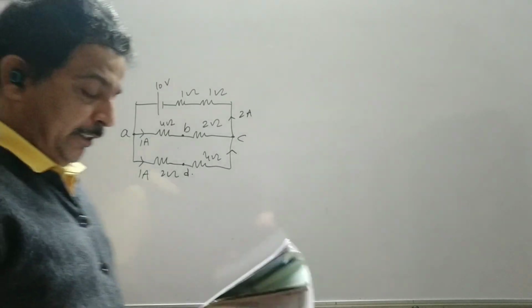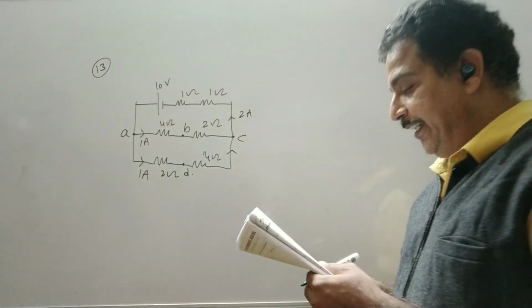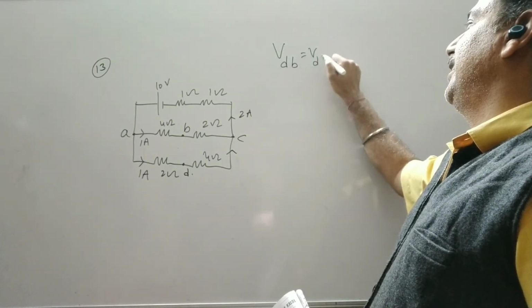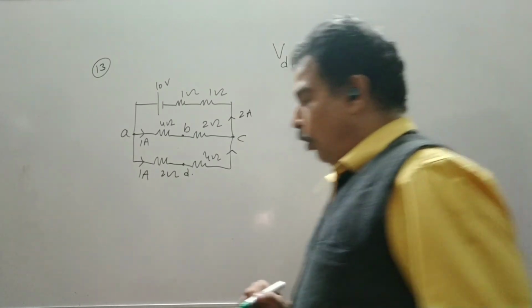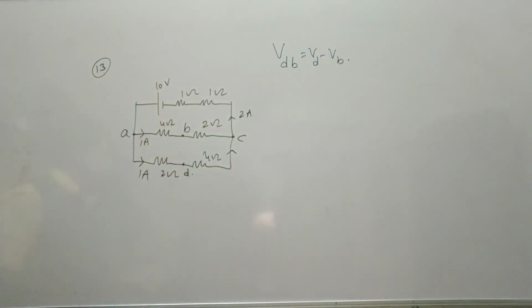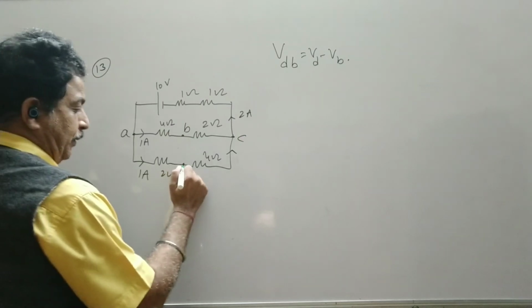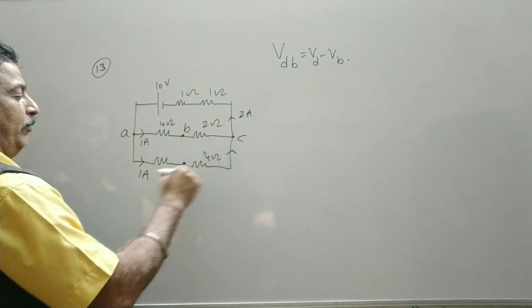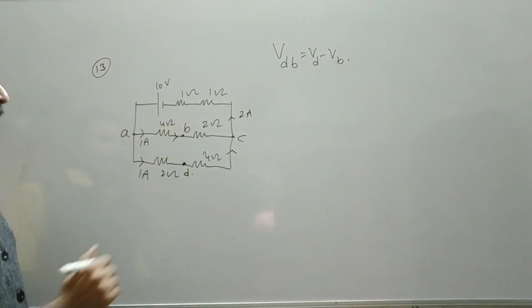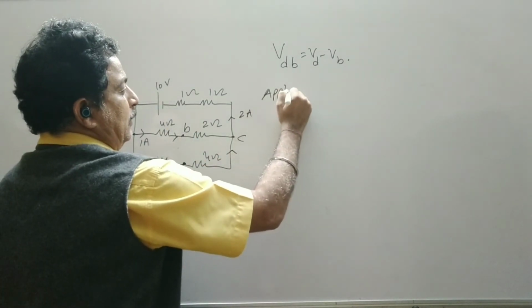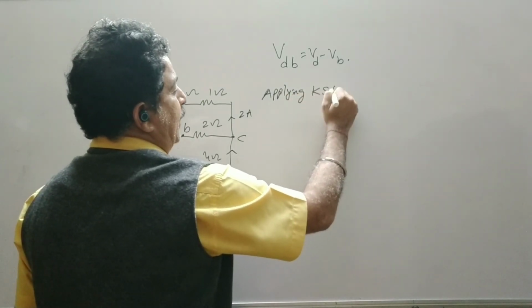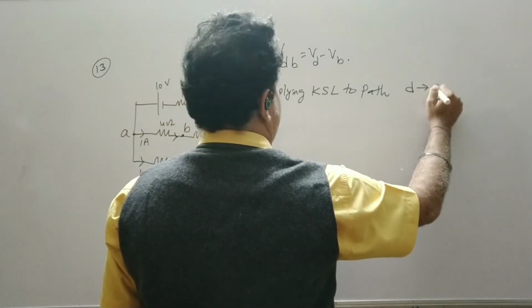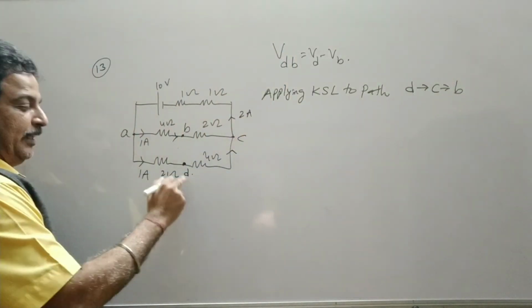MCQ 13. Calculate the potential difference between point D and B in the circuit. So we have to find out the potential difference between D and B, that is VD minus VB. All the values are given in the MCQ. So we start from D and via C or via A, we stop at point B. So applying Kirchhoff second law, now it is not a loop, path D, C to B.